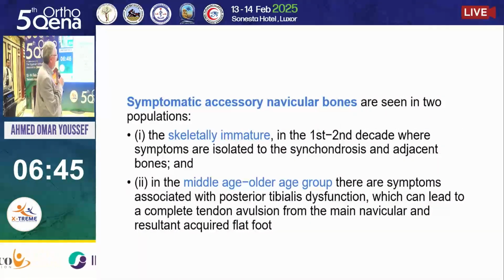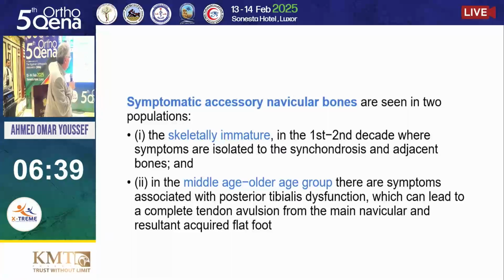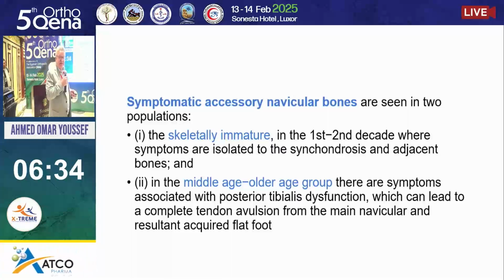It gives pain due to stresses. It occurs in adolescents and in middle-aged people, usually females, due to tibialis posterior insufficiency and flat foot.